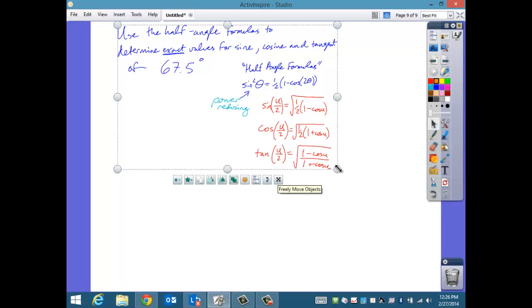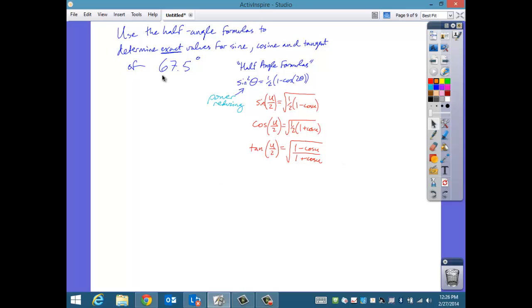All right. So now, our goal is to work with 67 and a half degrees. What you're going to notice is that if we take 67.5 and multiply it by 2, we get 135. So this many degrees times 2 equals this many degrees. Basically in these formulas, if we say that u is equal to 135 degrees, then u over 2 would be half of this, which is 67.5. So all we have to do is say this is our u over 2 in all 3 of these, and this is our u in all 3 of these, right?